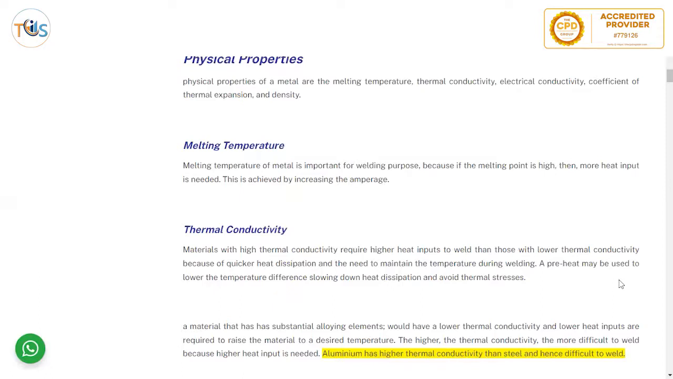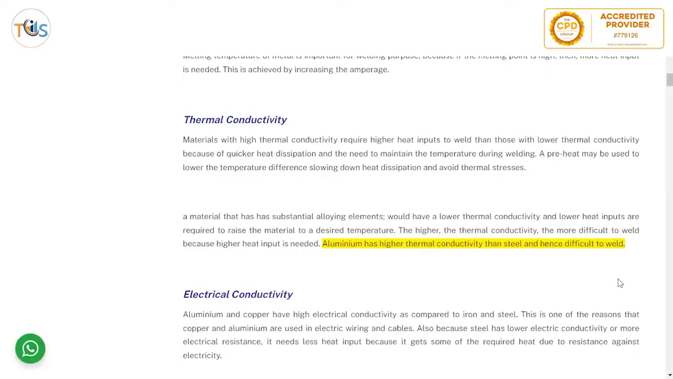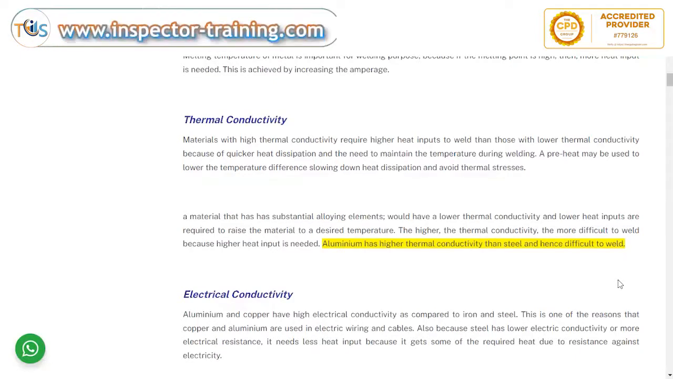And then obviously, if you have more heat, then that means difficult welding and more weld defects, plus thermal stresses are higher. Thermal conductivity. Materials with high thermal conductivity require higher heat input to weld than those with lower thermal conductivity because of quicker heat dissipation and the need to maintain the temperature during welding. A preheat may be used to lower the temperature difference, slowing down heat dissipation and avoid thermal stresses.